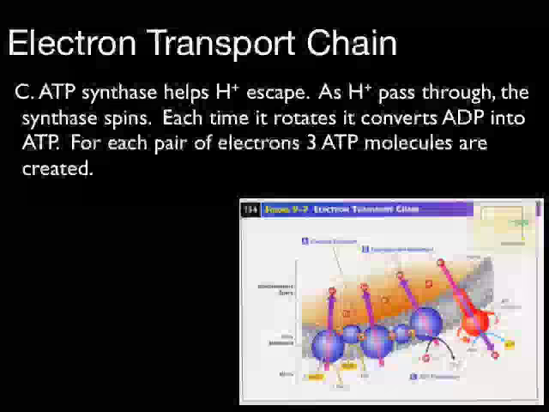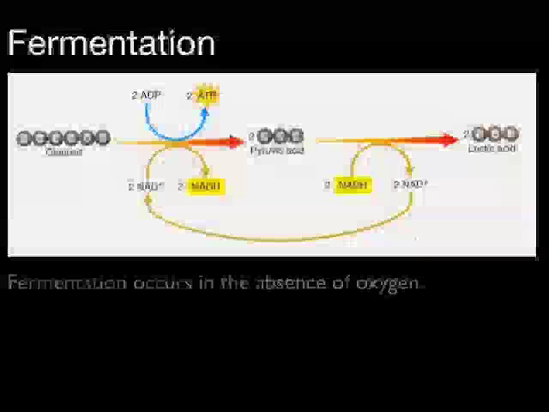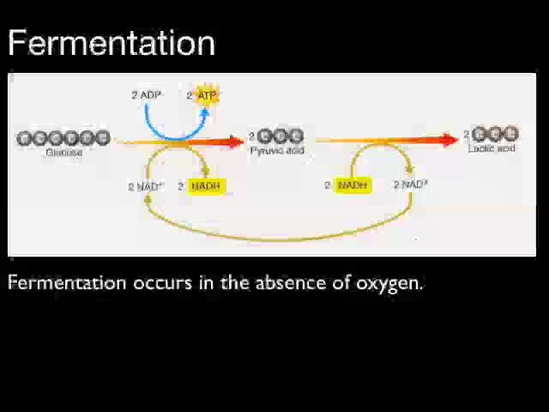Just like in photosynthesis, the hydrogen ions can't get through the membrane by themselves, so they have help from an enzyme called ATP synthase. As the hydrogen ions pass through the membrane, the synthase spins, and each time it rotates, it converts ADP into ATP. For each pair of electrons, 3 ATP molecules are created.